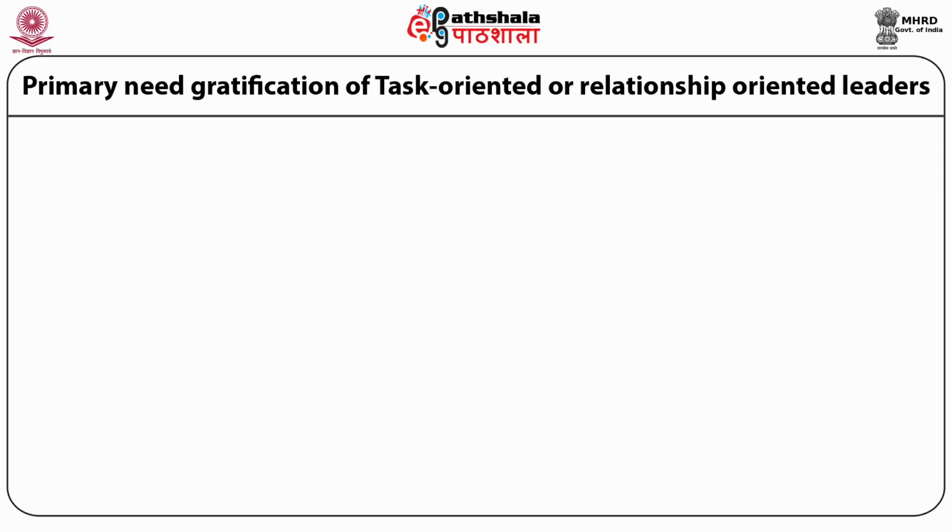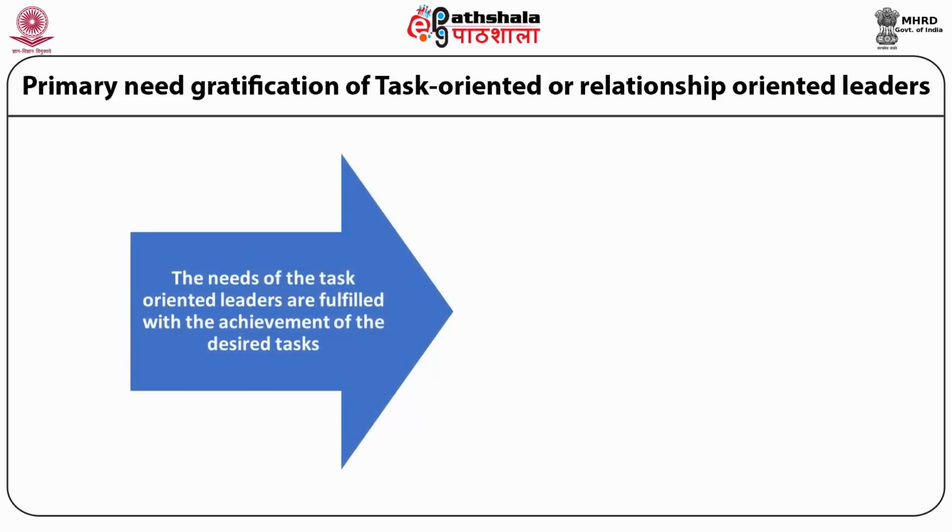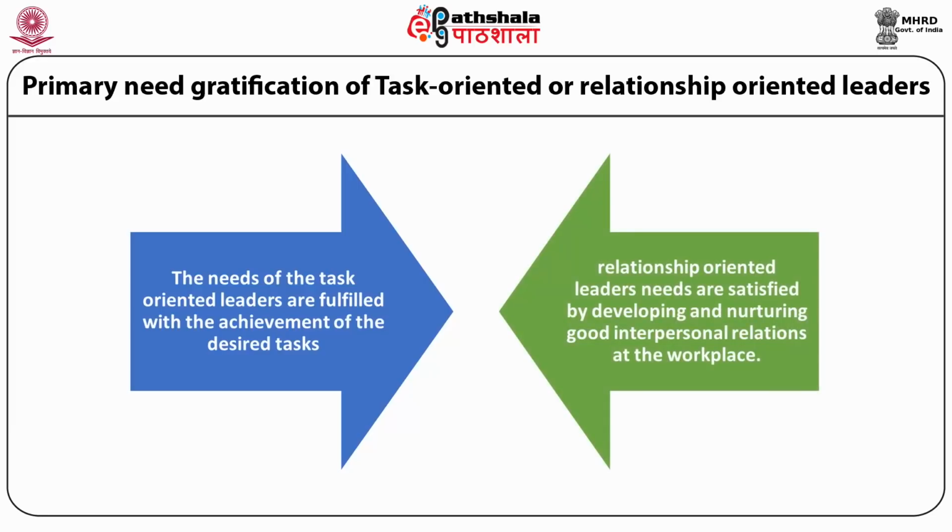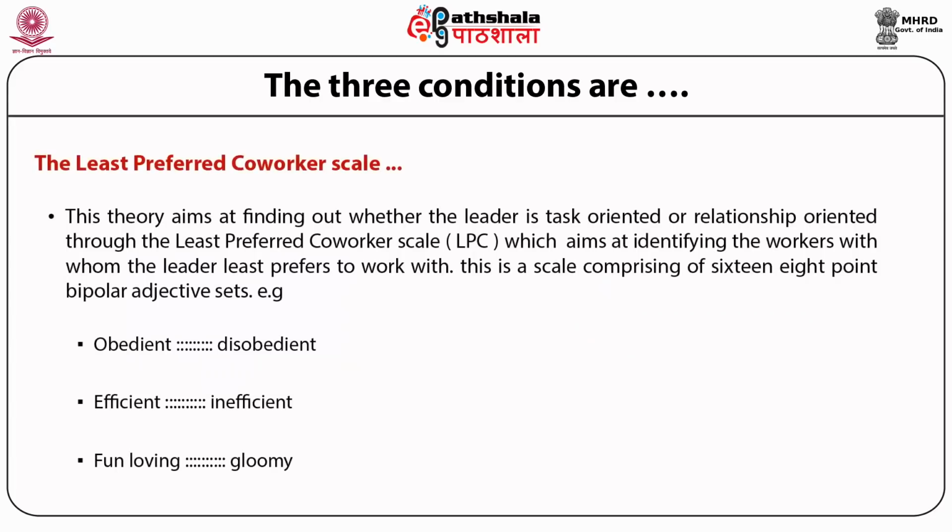The primary need gratification of task-oriented or relationship-oriented leaders: the needs of the task-oriented leaders are fulfilled with the achievement of the desired tasks, while the relationship-oriented leaders' needs are satisfied by developing and nurturing good interpersonal relations at the workplace. The three conditions that could be the outcome of this theory are: 1. The least preferred co-worker scale.